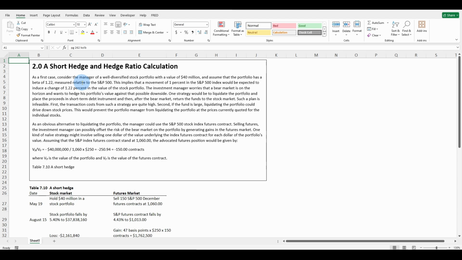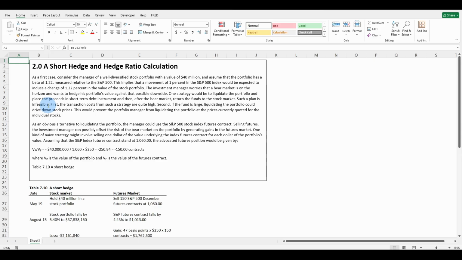The investment manager worries that a bear market is on the horizon and wants to hedge his portfolio value against that possible downside. One strategy would be to liquidate the portfolio and place the proceeds in a short-term debt instrument, and then, after the bear market, return the funds to the stock market. Such a plan is infeasible. First, the transaction costs for such a transaction are quite high.